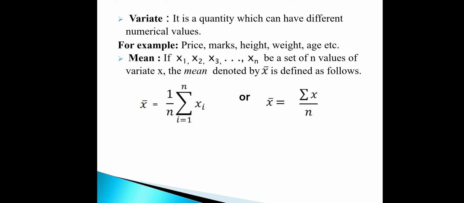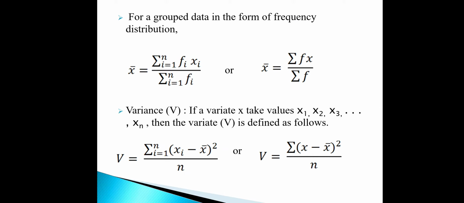Mean: if x1, x2, x3, and so on up to xn be a set of n values of variate x, then the mean x bar is defined as x bar equal to 1 by n summation over i equal to 1 to n xi, or else you may write it simply as x bar equal to summation x by n. This is for raw data. For grouped data in the form of frequency distribution, we write the mean with this formula: x bar equal to summation over i equal to 1 to n fi xi by summation of i equal to 1 to n fi, or summation of fx divided by summation f.